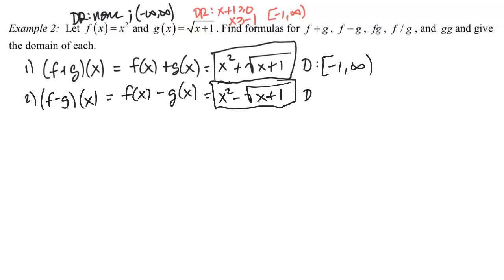And so now the domain, again, same story as part 1. The difference here is going to have the exact same domain. And so the domain is going to be -1 to infinity.